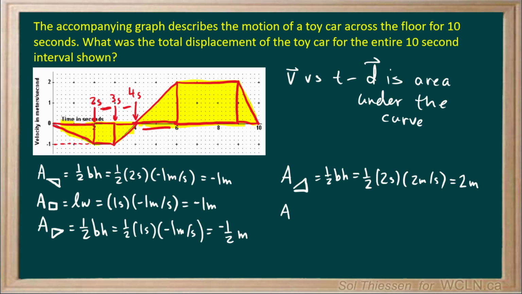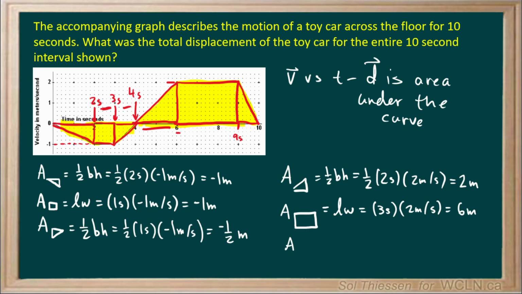Next we'll look at the area of the rectangular segment. It looks a little like this. Its area will be length times width. The length is from 6 seconds to 9 seconds, so it's 3 seconds. And the width is from 0 meters per second to 2 meters per second. So it'll be 2 meters per second. This is equal to 6 meters.